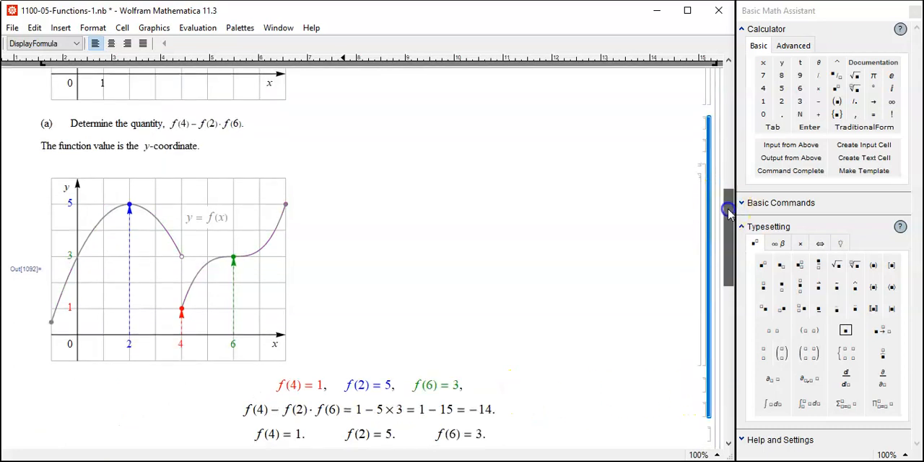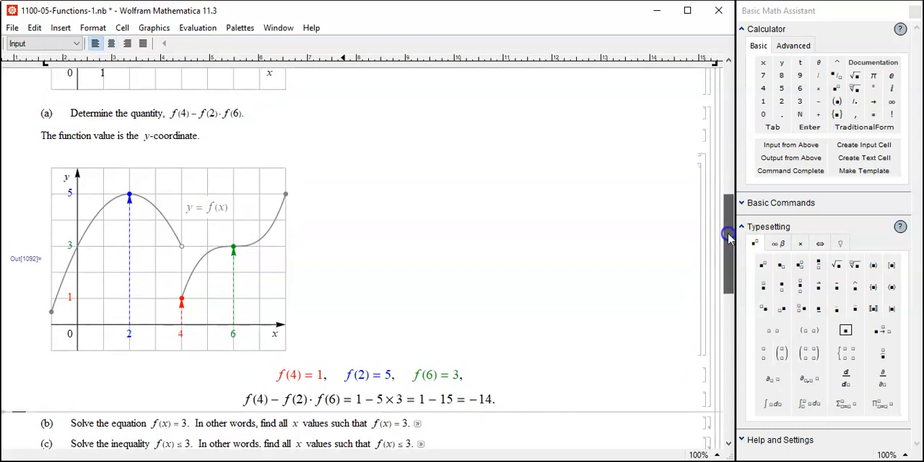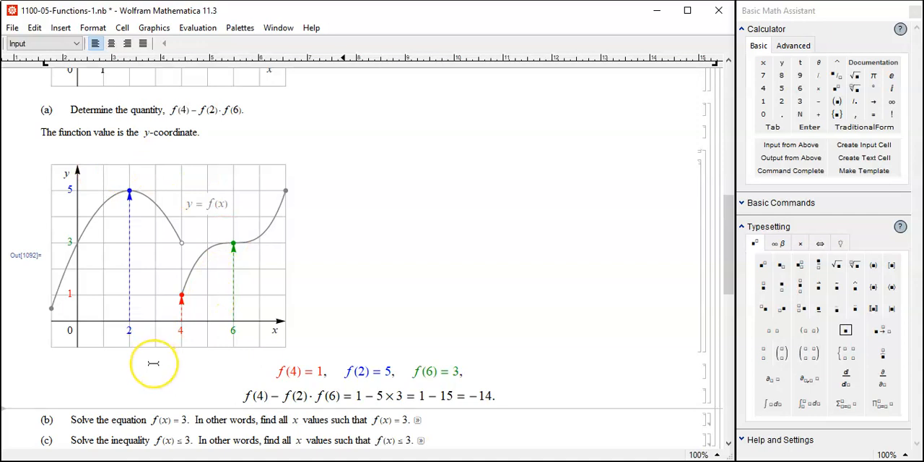Let's go to the answer key here. 1, 5, and 3 respectively. And here I gave you some illustration with some color coding. Start from x equal to 4 on the x-axis and move vertically to the point on the graph, and that point has y-coordinate 1. That's a red point. And then start from x equals 2 on the x-axis and move vertically to the point on the graph. We got to that point, and what's your function value? That's the y-coordinate, so we have y equals 5.